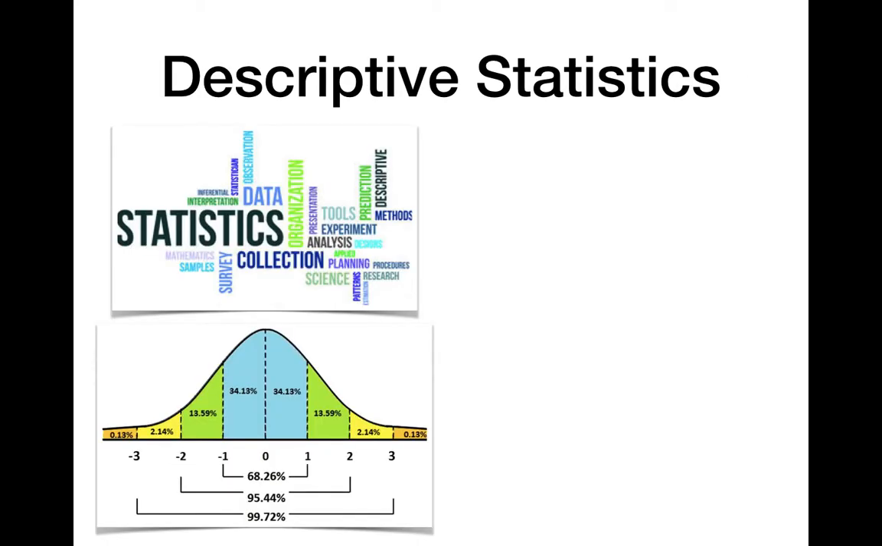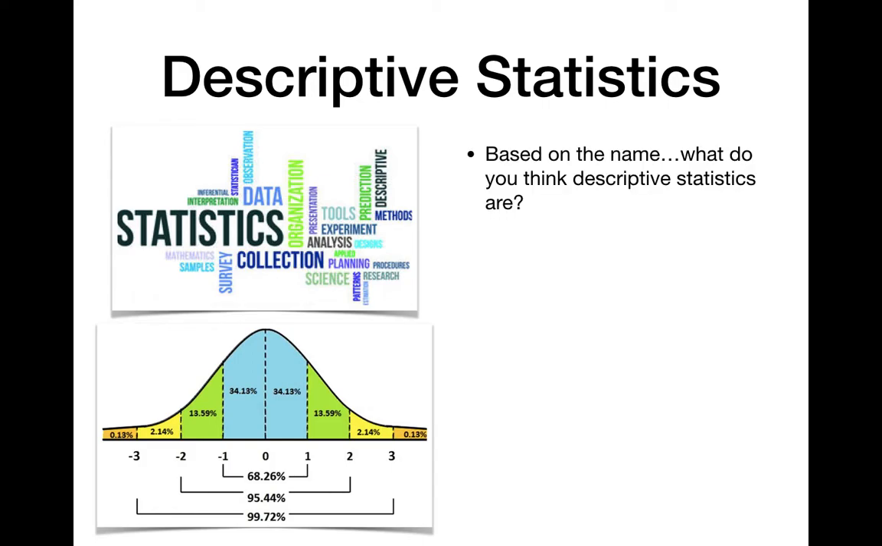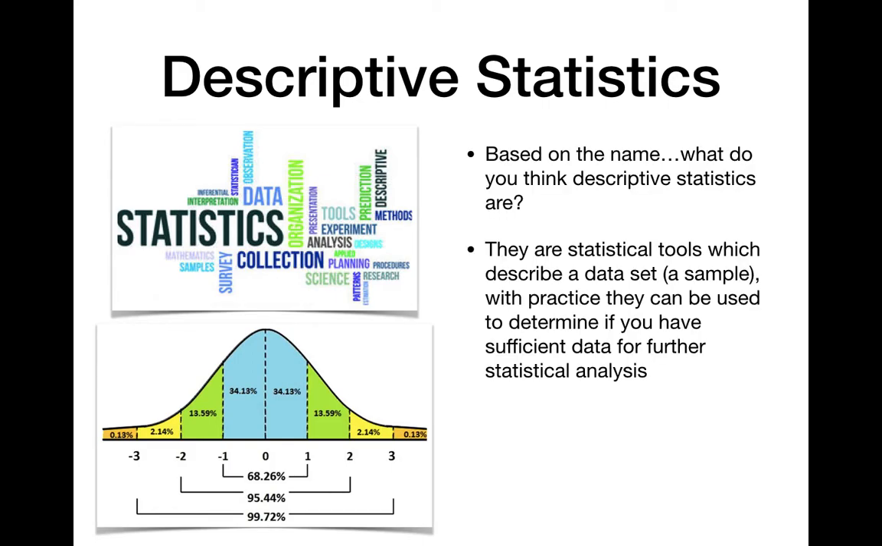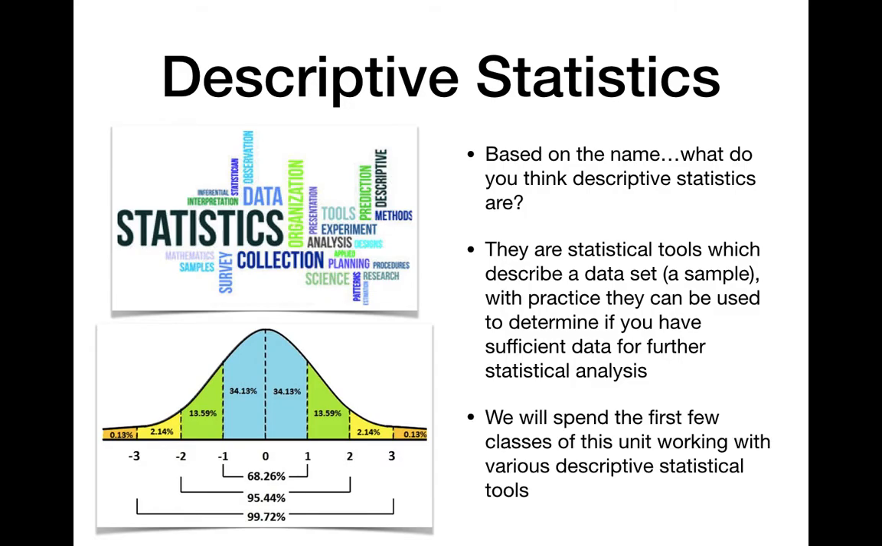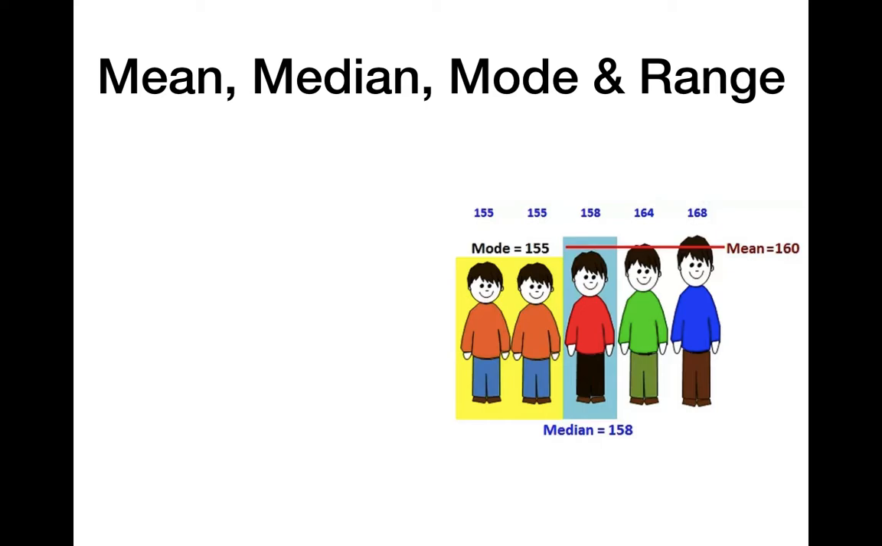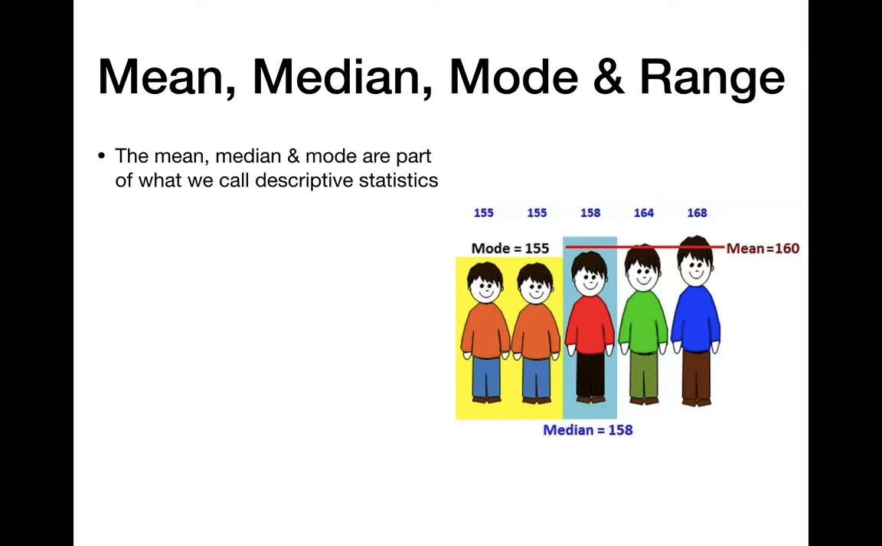Okay, so the first kind of stats, the simplest one, is descriptive statistics, which are the tools we use to describe a data set. And the sample is your data set. So we'll be using stats as sample. And you can figure out if you have sufficient data for further analysis or not based on the descriptive statistics. So let's look at some different examples here. Mean, median, mode, and range. Very simple things you probably learned about in lower grades. But they actually are very useful for telling if there's a really weird thing happening in your data or not.